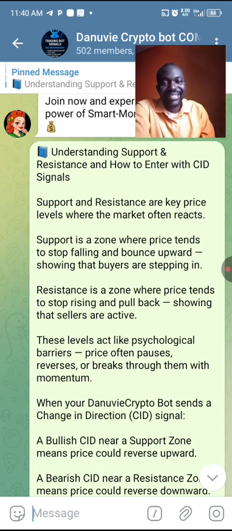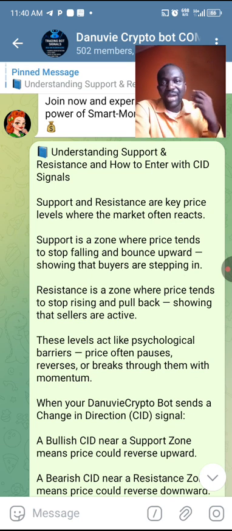Okay, so now these levels act like psychological barriers. Prices often pause, reverse, or break through them with momentum. Now, I will explain this. When it says breaks through them with momentum, the only way the price will go up, get to a resistance level, and continue going up is when there is the presence of high volume and high momentum, which means a lot of buyers coming in at that point in time.